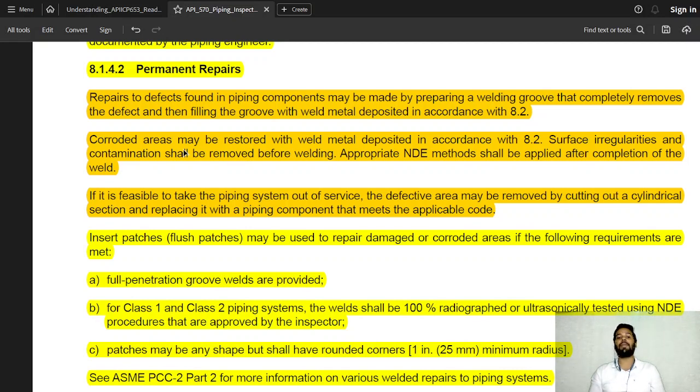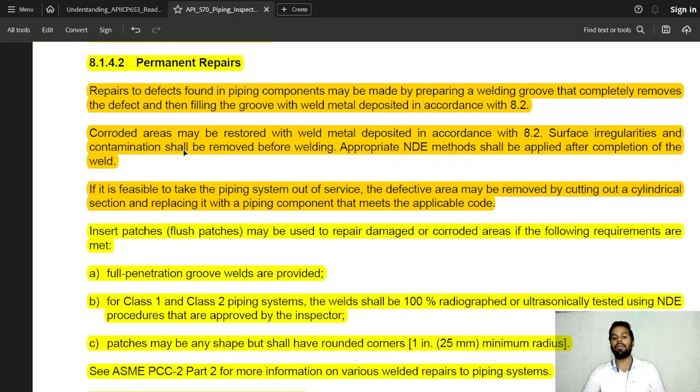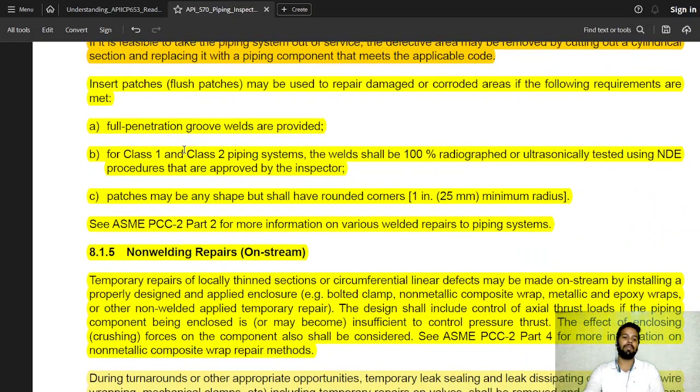If it is feasible to take the piping system out of service, the defective area may be removed by cutting out the cylindrical section and replacing it with a piping component that meets the applicable code. The insert patches may be used to repair damaged or corroded areas if the following requirements are met. Full penetration groove welds are provided for class 1 and class 2 piping system. The weld shall be 100% radiographed or ultrasonically tested using non-destructive examination procedures approved by the inspector. The patches may be any shape but shall have rounded corners of at least 1 inch minimum radius. Again, see ASME PCC 2 part 2 for more information on this.